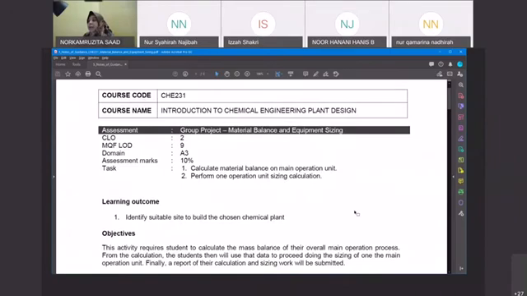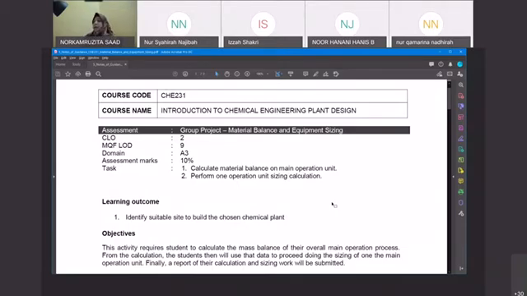Task number 5 is about material balance and equipment, and it is referring to your main plant, the whole plant that you cover. Your task is to calculate the material balance for the main operation unit, and we have decided that for material balance, you're going to focus on the separation unit only.